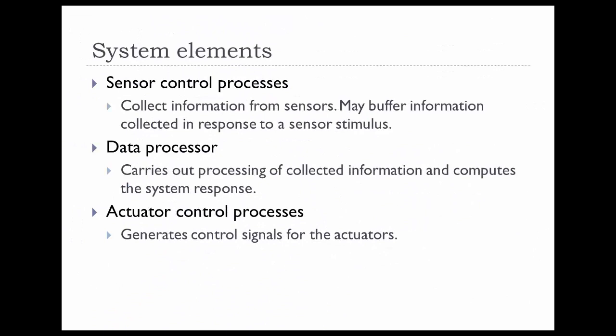System elements. Sensor control processes collect information from the sensors and may buffer information collected in response to sensor stimuli. The data processor carries out processing of the collected information and computes the system response. Actuator control processes generate control signals for the actuators.